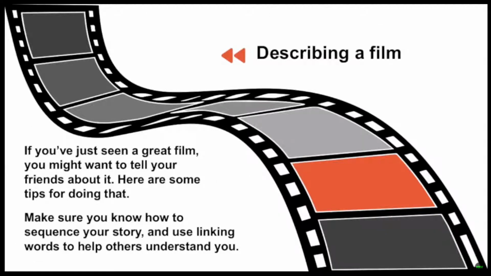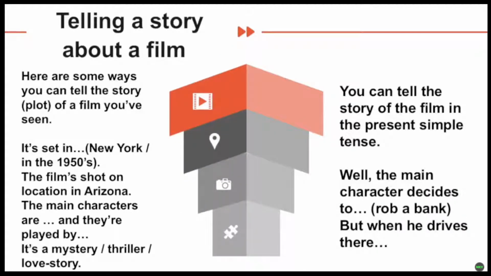Describing a film. If you've just seen a great film, you might want to tell your friends about it. Here are some tips for doing that. Make sure you know how to sequence your story and use linking words to help others understand you. Telling a story about a film. Here are some ways you can tell the story, the plot, of a film you've seen.